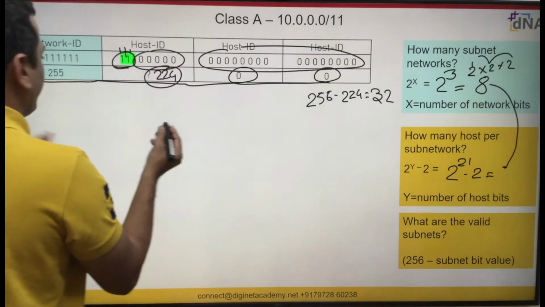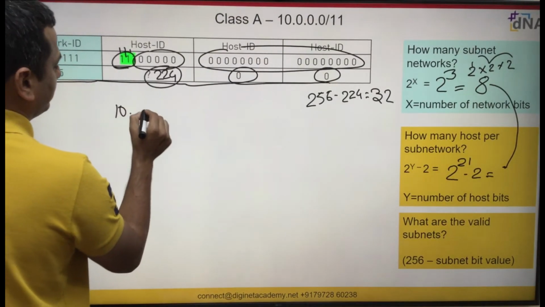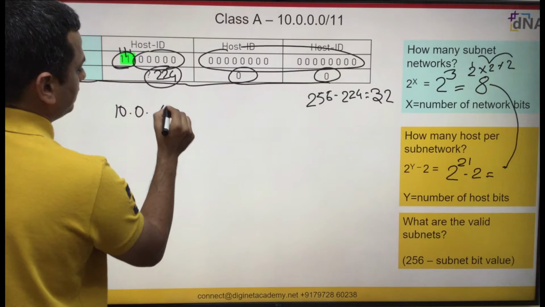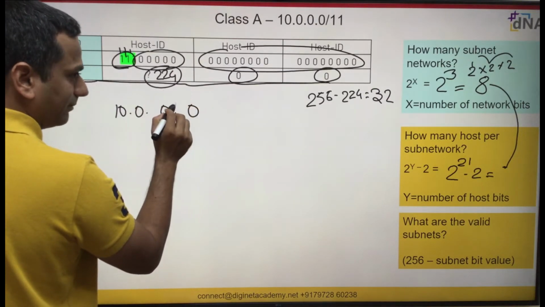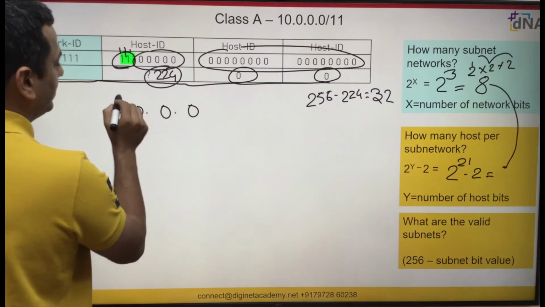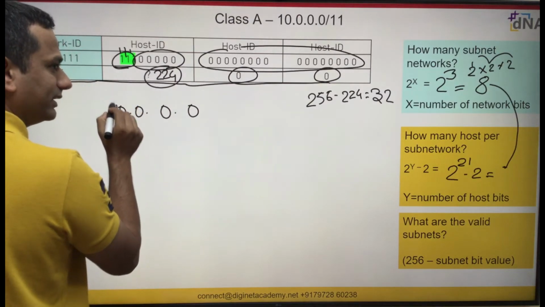So let's do it then. 10.0.0.0. The third and fourth octets will remain the same. Why? Because it's a purely host portion. The first octet again remains the same. Why?